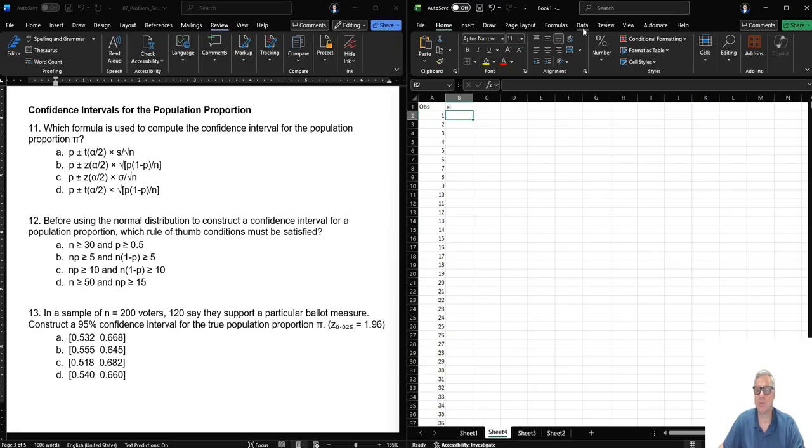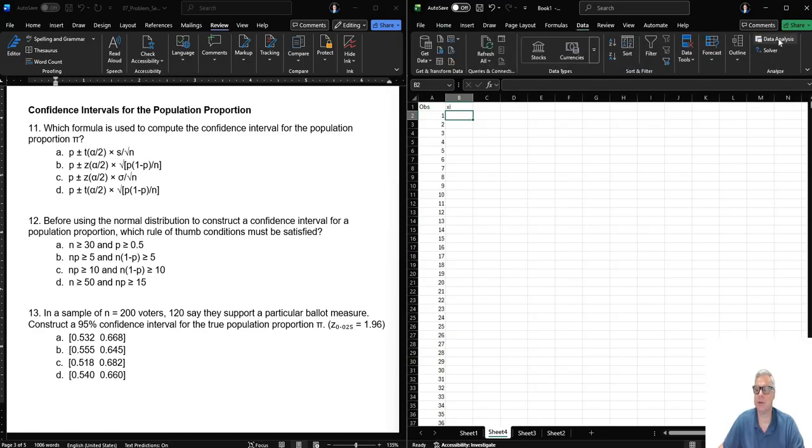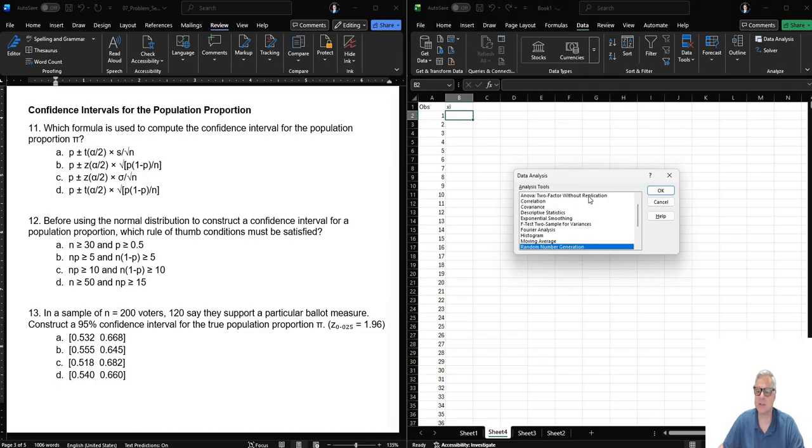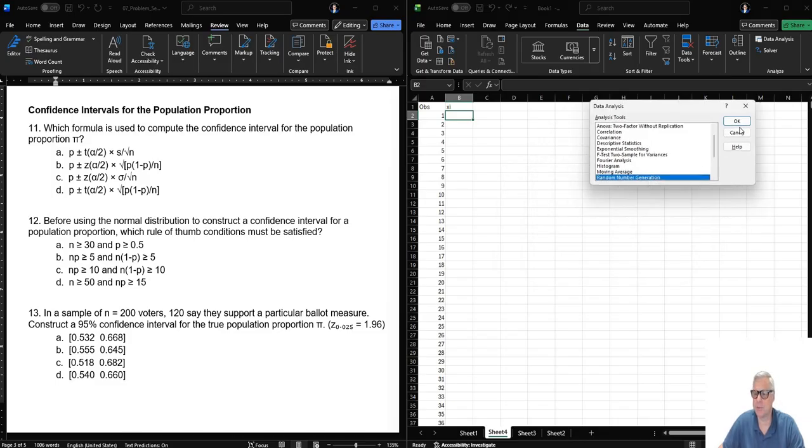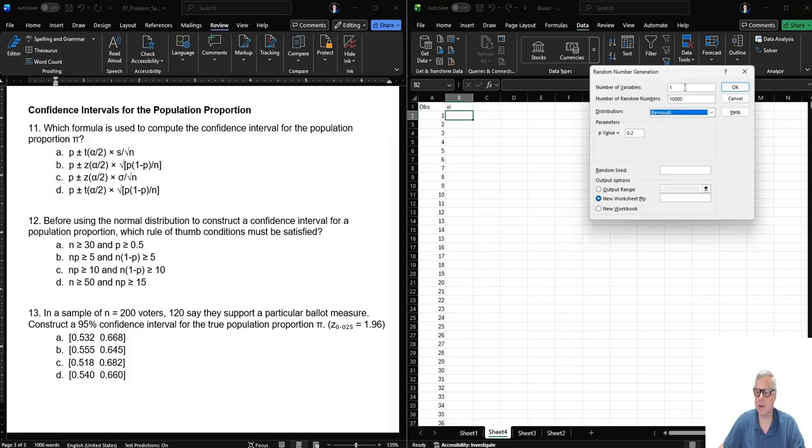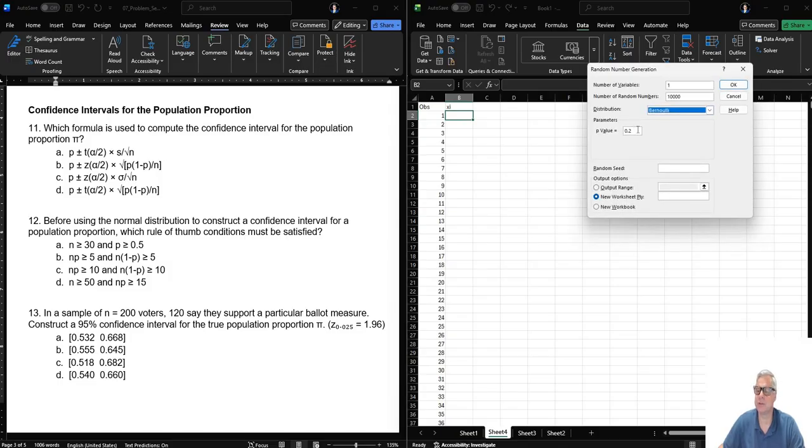So let's assume we create a series, we go to data analysis, and then we can select the random number generation, and we generate 10,000 observations, number of variables 1, number of random numbers 10,000, and we want that to come from a Bernoulli distribution. And so the probability of success is, let's say, 0.2. And if you want to get the same sample as I do, we can use again a random seed, and of course we will use 42.